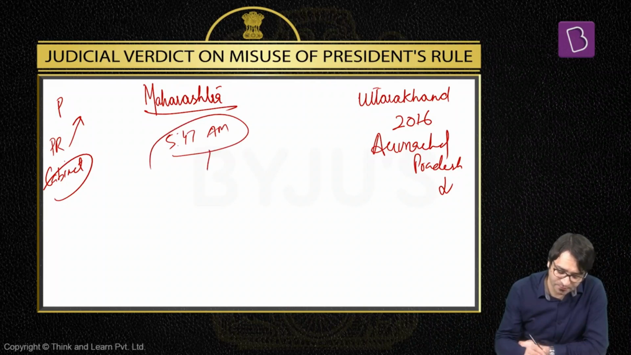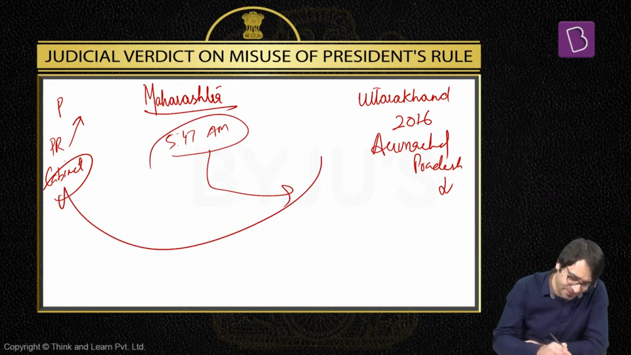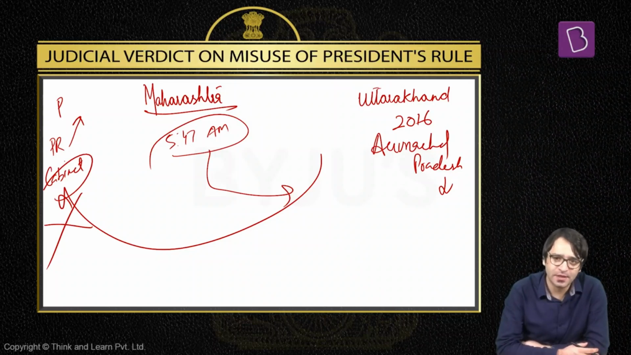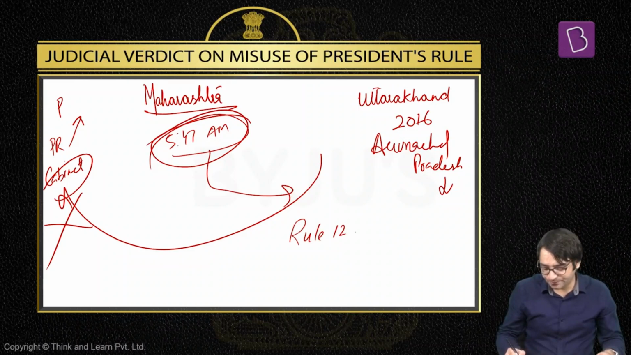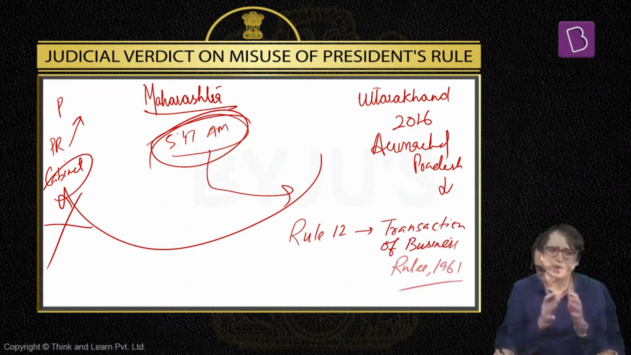At 5:47 a.m. in the morning, the President is revoking President's rule, even without the Cabinet recommending it. The Cabinet did not recommend revocation of President's rule, but the President revoked it at 5:47 a.m. How is that possible? That is possible because of rule number 12 of the Transaction of Business Rules 1961. All the executive powers are vested in the President.